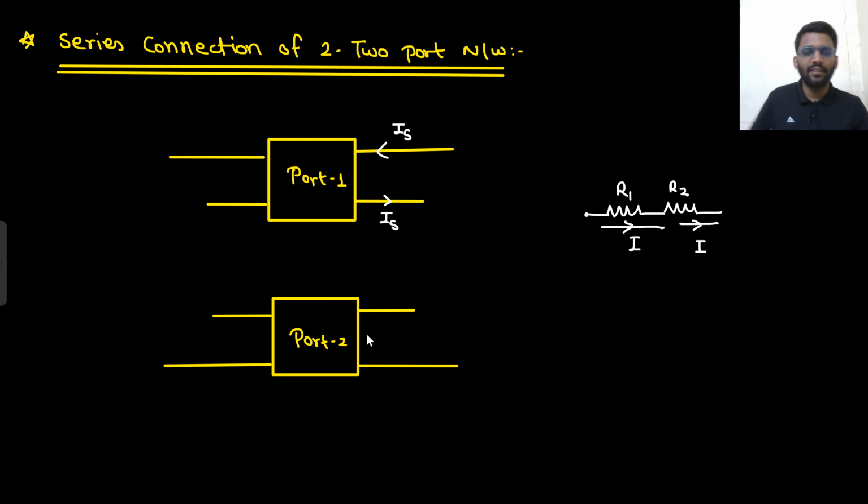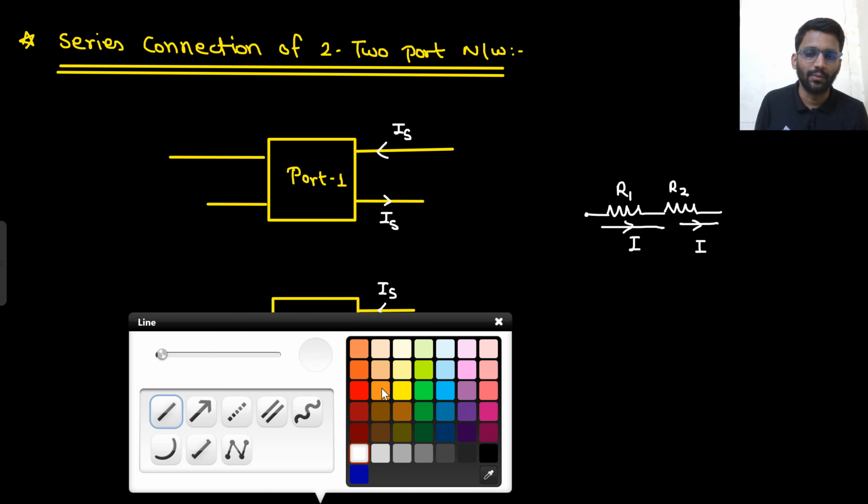Now we need to connect it in series. So what do I want? I want the same thing to be happening here. I want it to take the same current IS and give out the same current IS. If both are in series, the same thing would be happening. If it is entering IS current and giving out the IS current, now for port 2, entering IS current, giving out the IS current. Now if I want this to happen, what should I do?